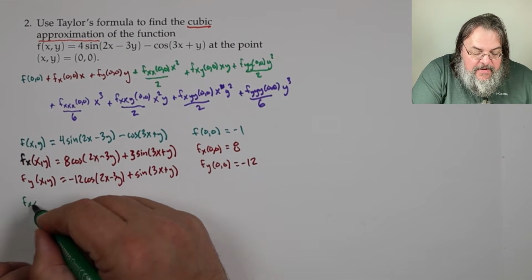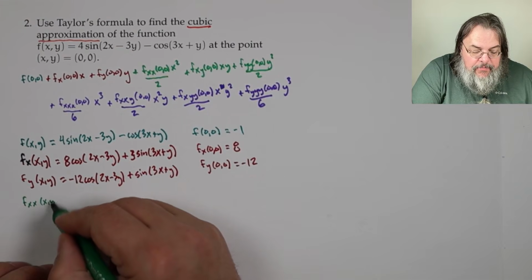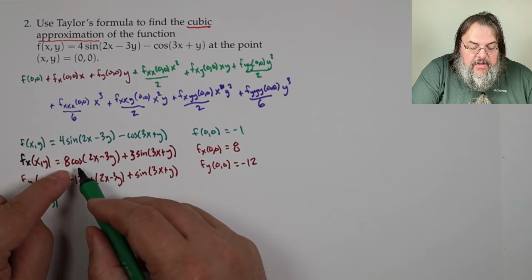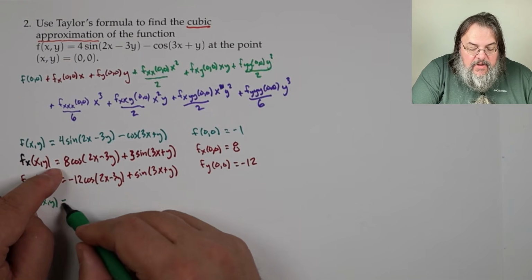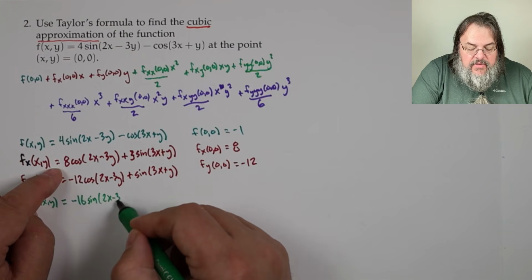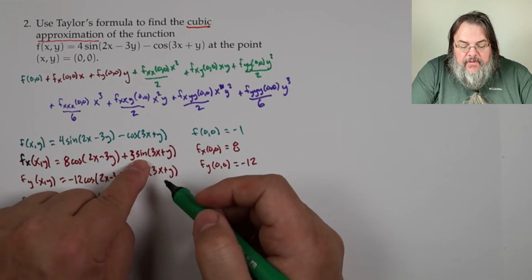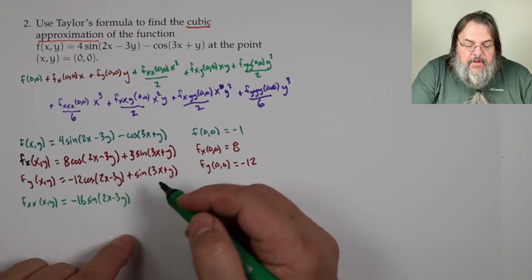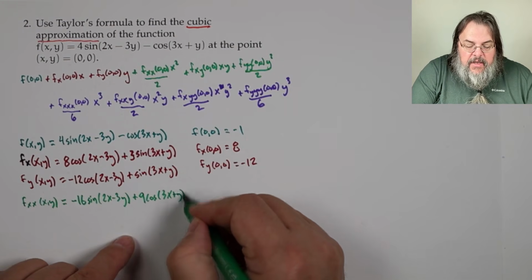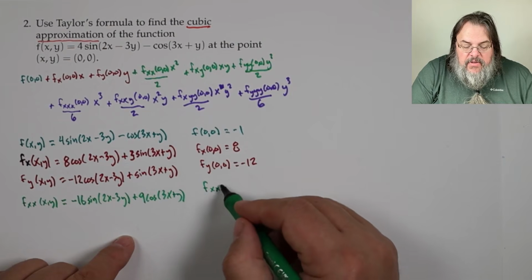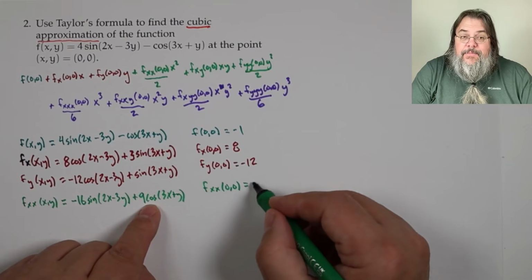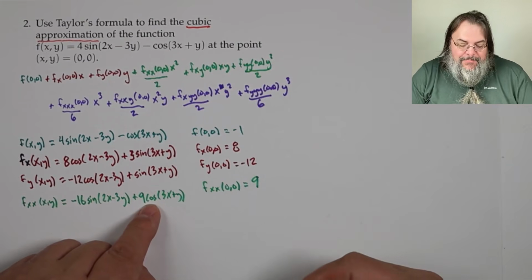Okay, well, f_xx of (x,y). So come up to f sub x, take the derivative with respect to x. Derivative of cosine is negative sine. 2 will come out, so that makes minus 16 sine(2x minus 3y). Derivative of sine is cosine, and then a 3 will come out, plus 9 cosine(3x plus y). And lo and behold, when you plug in 0, the punchline is whatever's in front of the cosine is what we get. 9.